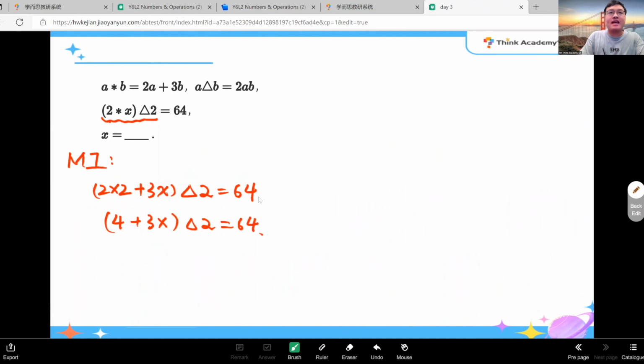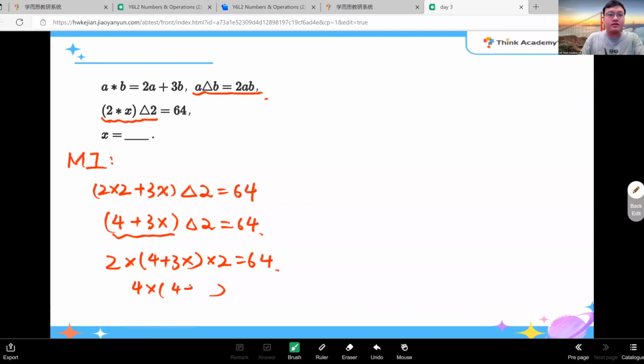And now we're going to use the second operation. So we're going to treat these 4 plus 3x as a whole part. And then times by 2 and then 2. So 2 times by 2. All right. So basically we need to times this first. So times 4 plus 3x and then times 2. We got 64. And that should be 4 times this whole part, which is 4 plus 3x equals 64.